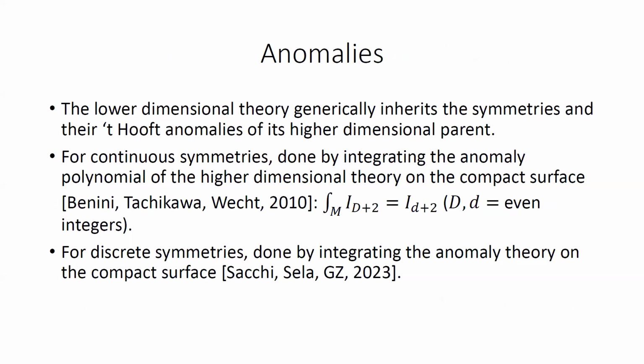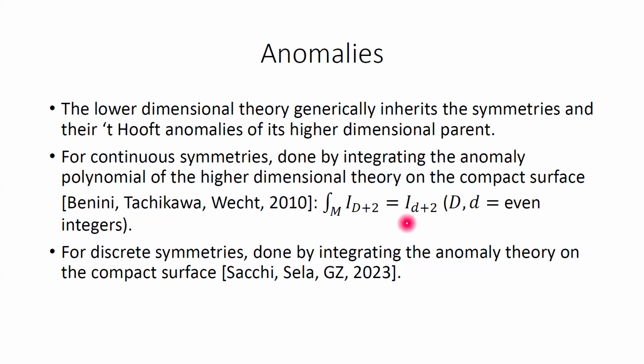An important property of a physical theory is its symmetries, and of course the associated 't Hooft anomalies that you can associate with a symmetry. In dimensional reduction, there is a natural relation between the symmetries and the 't Hooft anomalies of the higher dimensional and lower dimensional theory. It's easiest to express this relation for continuous symmetries, in which case the anomalies can be embedded in an anomaly polynomial, which is a form of dimension 2 higher than the dimension of the spacetime.